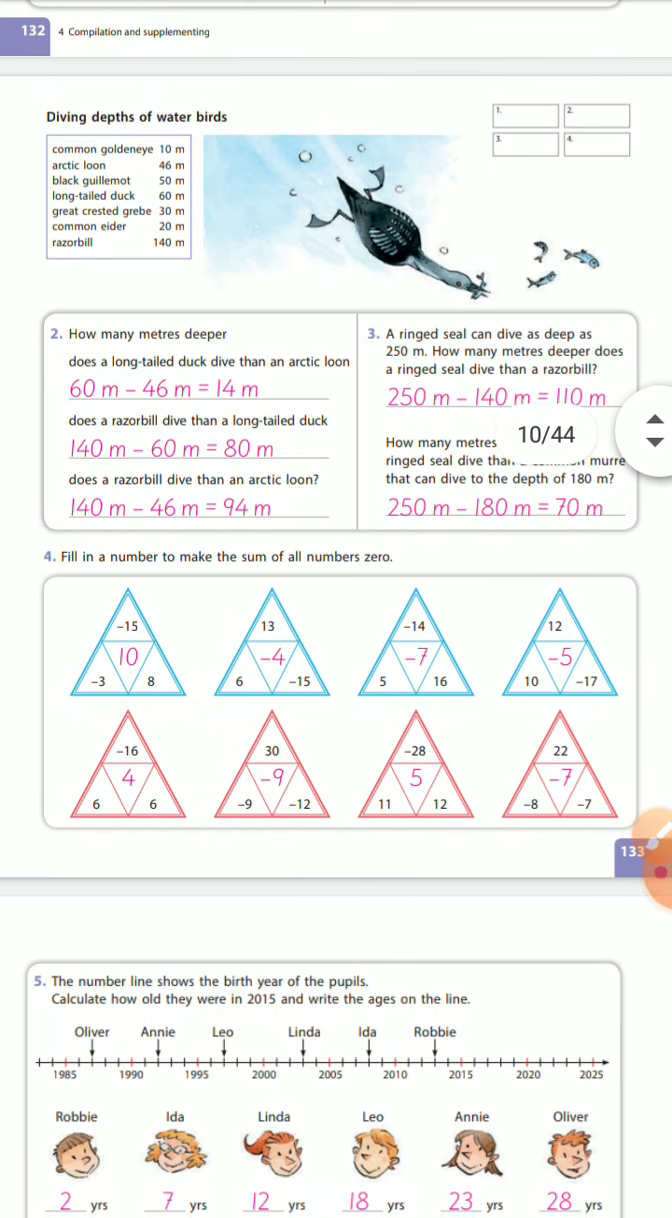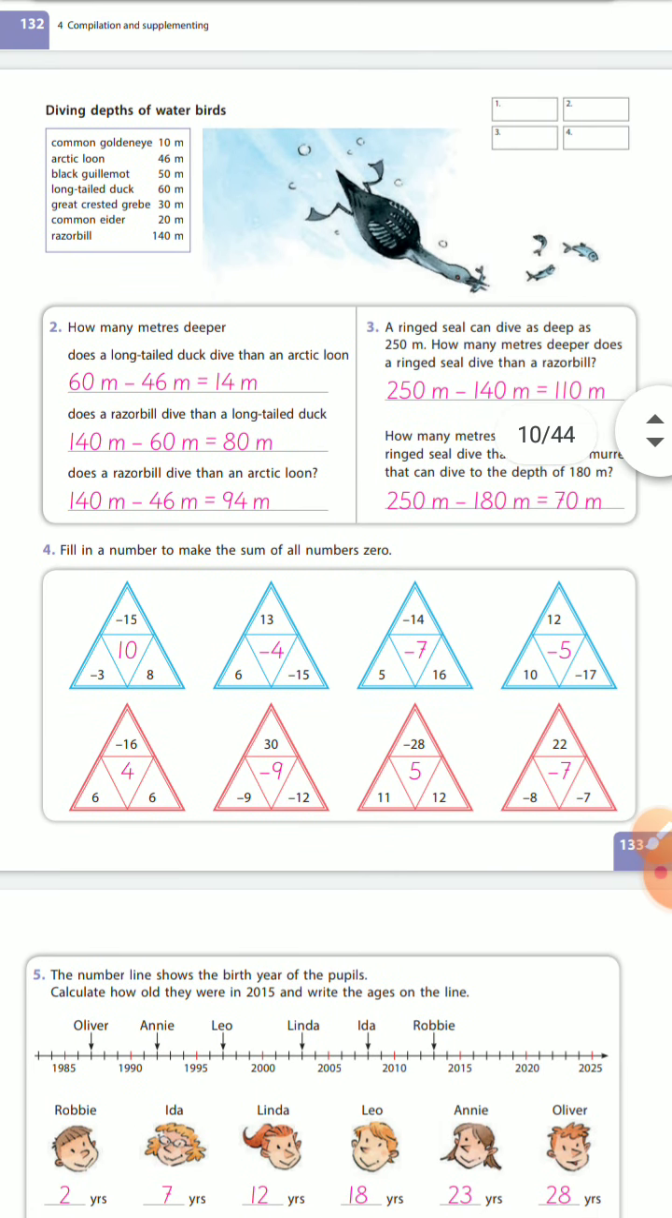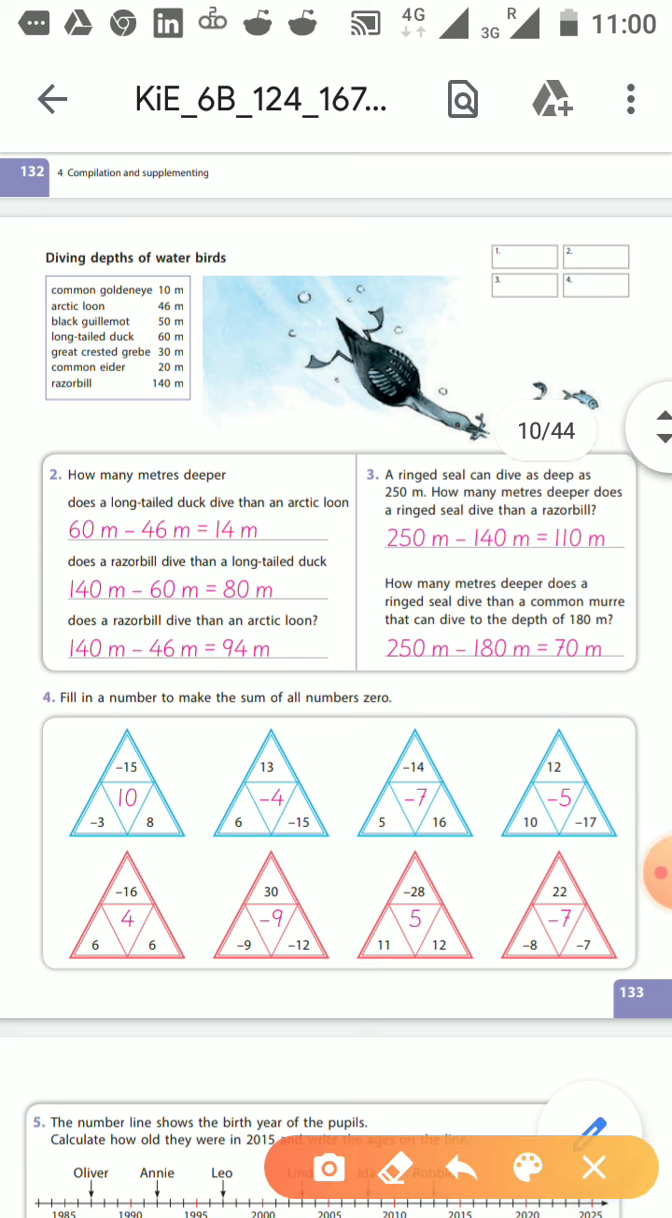Going down next, we've got the diving depths of water birds. We've got a table of different birds and the depths that they go to in the water. And you just have to work out the difference between two different birds.